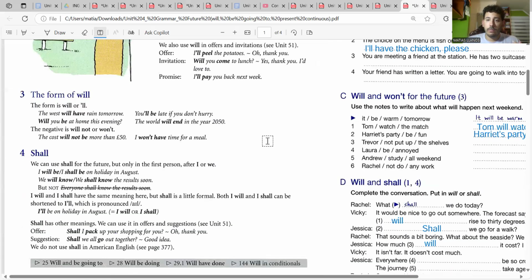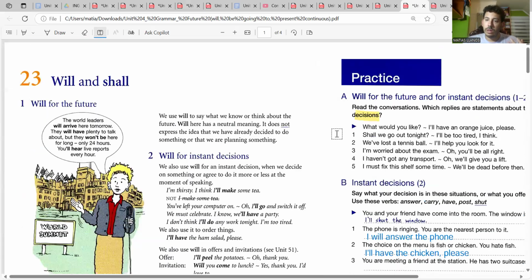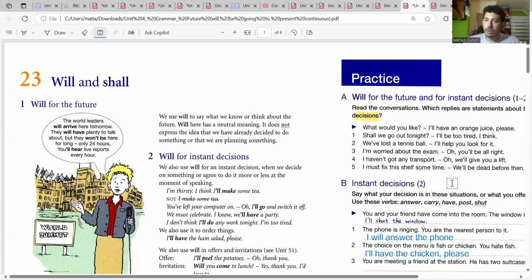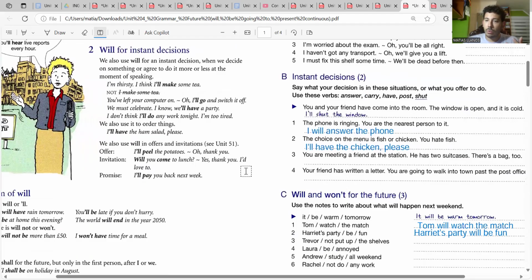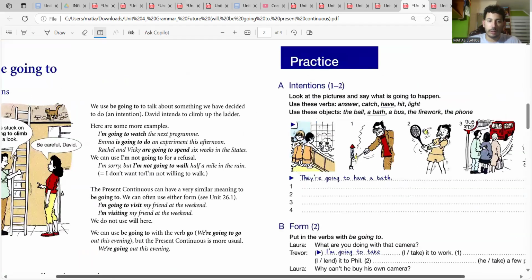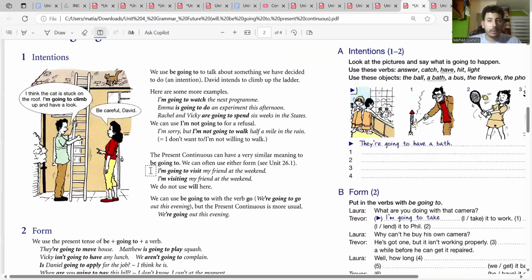If you saw, for "will," we can use it whether we have an intention, a statement, or a question about doing it. For "be going to," it's going to happen. I will do it because I have decided to do it, or the person that's using "be going to." For example, I'm going to watch the next program. I will do it. Emma is going to do an experiment this afternoon.